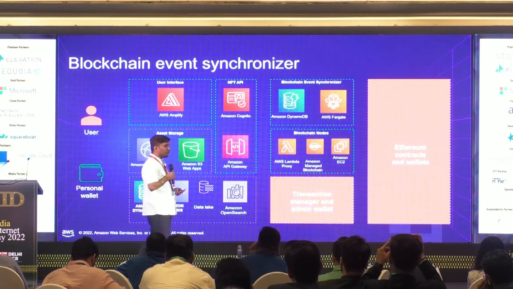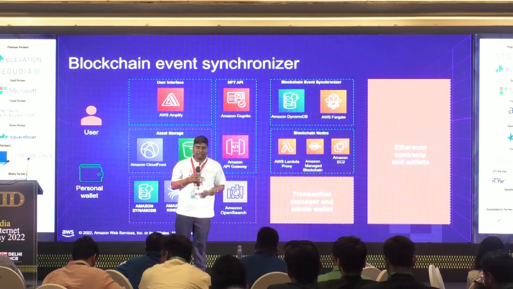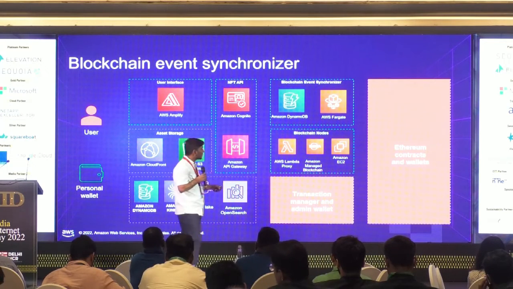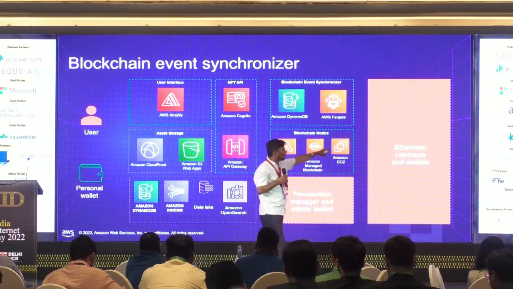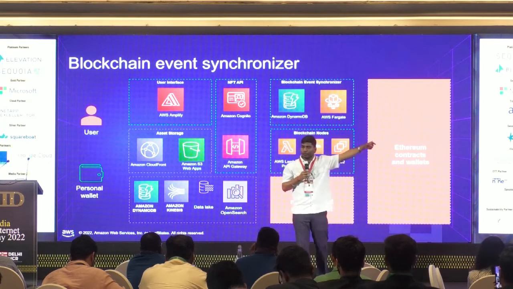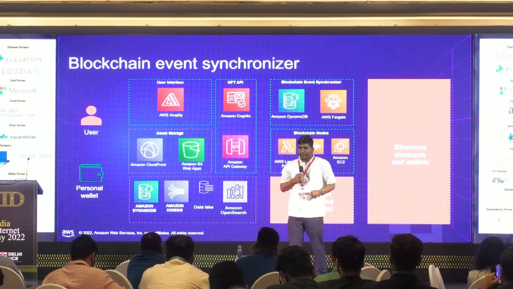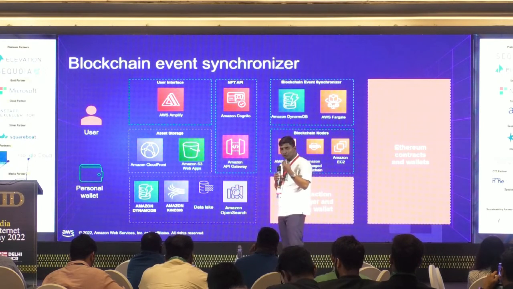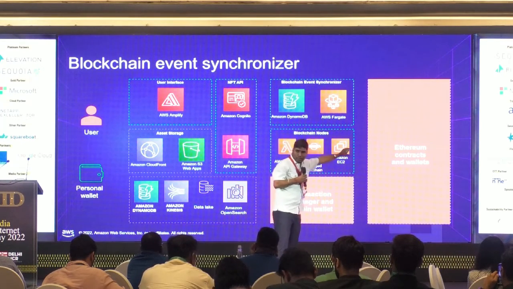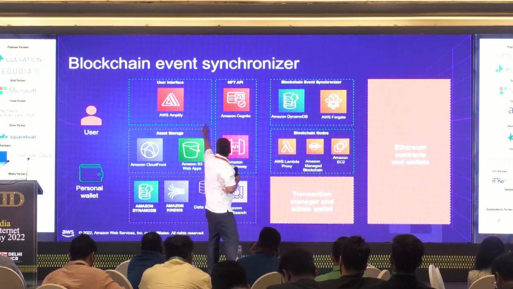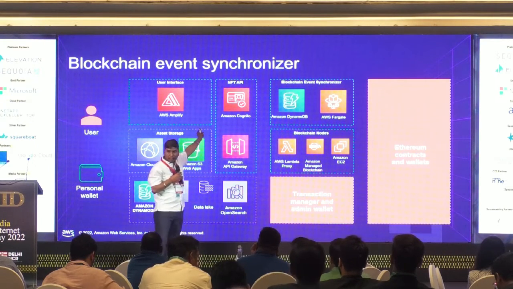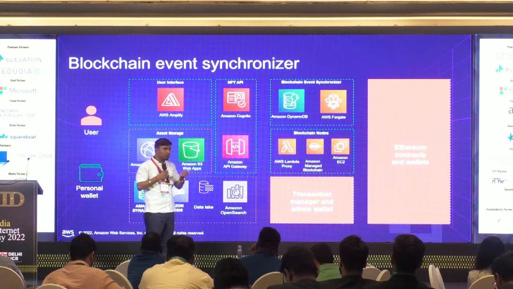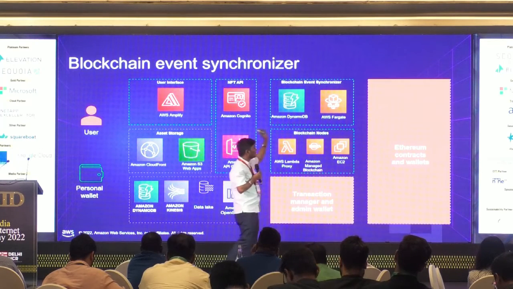The blockchain event synchronizer, that's a term which has been written here. Normally what happens is that when these nodes talk to the wallets and the contracts you write, it's not going to be instantaneous. You need to have a mechanism through which you keep polling, and then the result has to be transferred back to the end user, right? So you need a system that can do that, and that is what you see as Fargate.